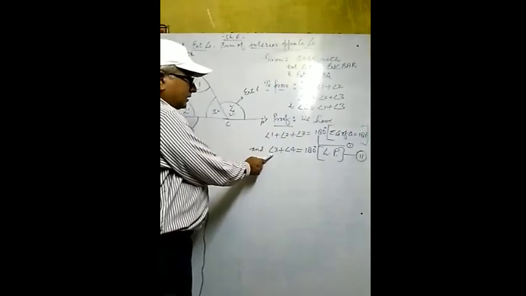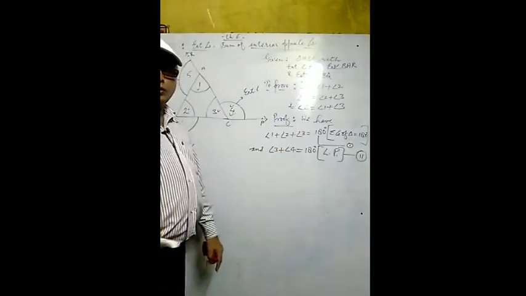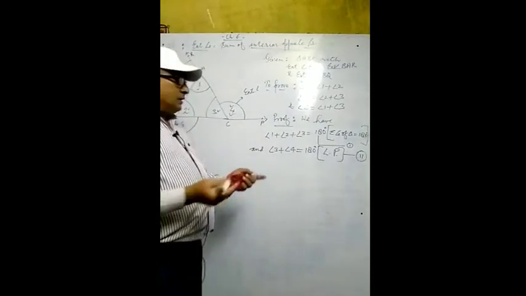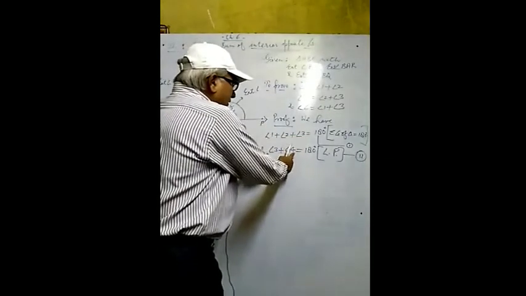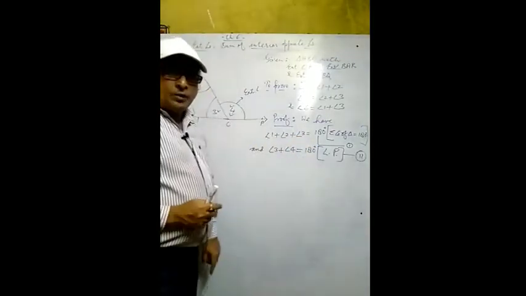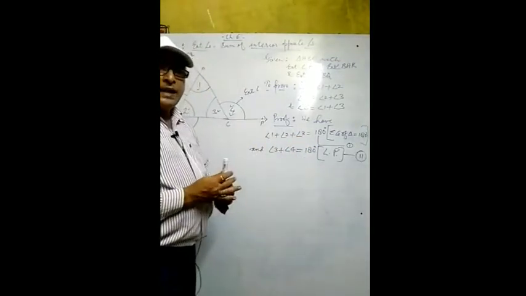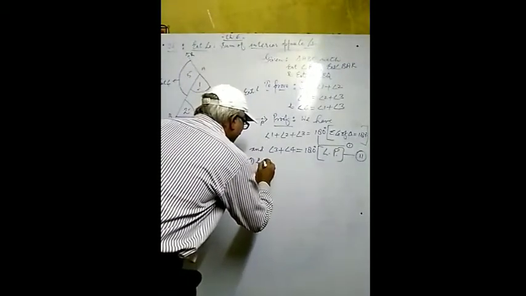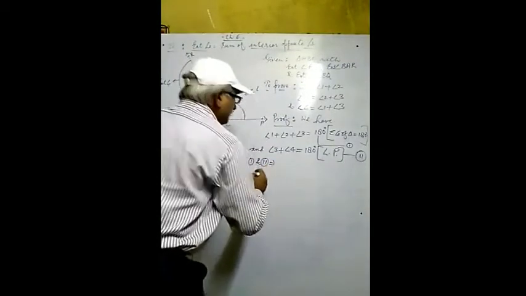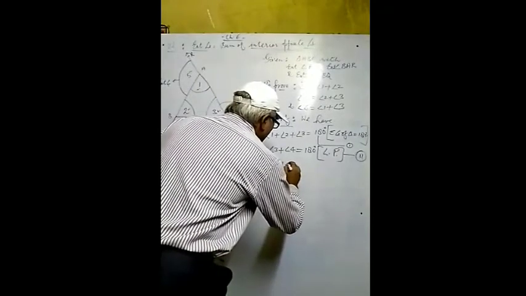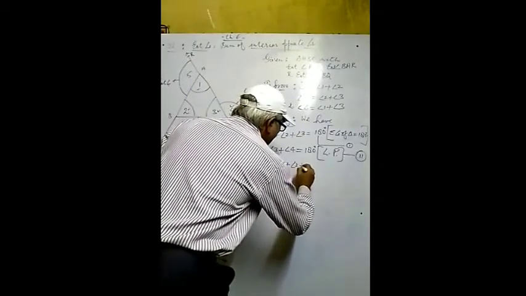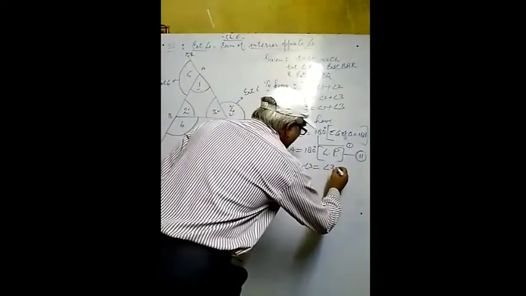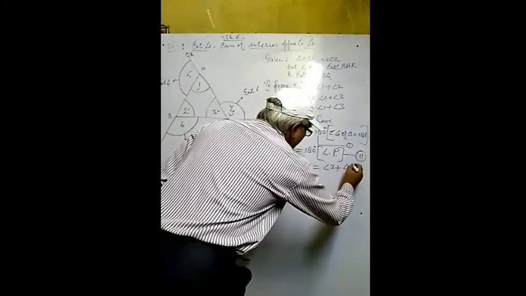Again, angle 3 plus angle 4 is also 180 degrees. So what result can be drawn? If this sum is equal to this sum, because both are equal to 180 degrees, so we may write it as 1 and 2 implies: angle 1 plus angle 2 plus angle 3 equals angle 3 plus angle 4.